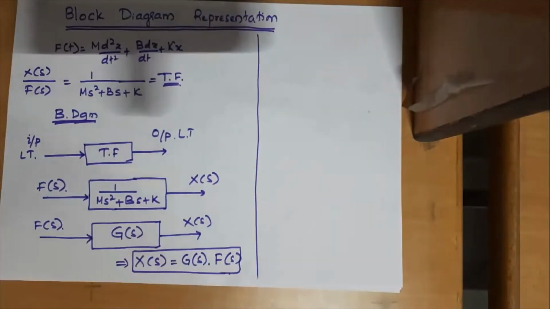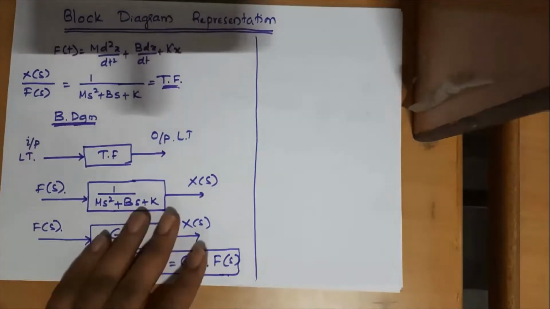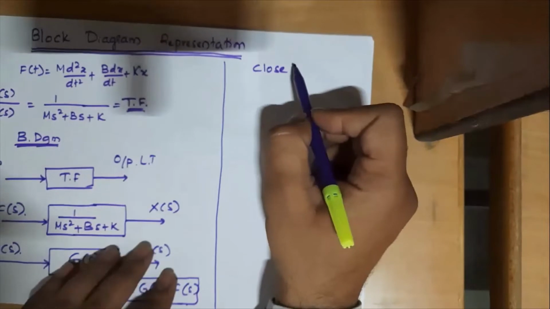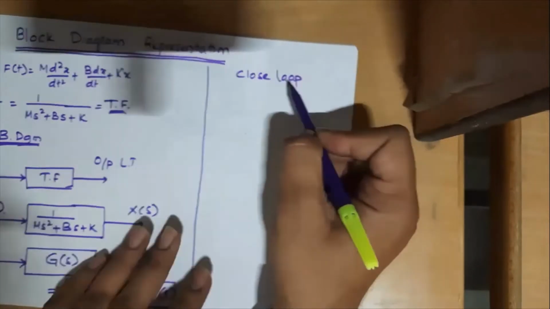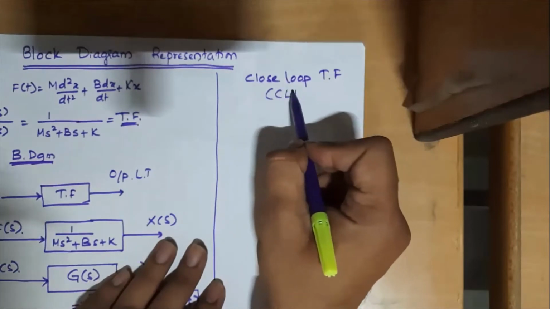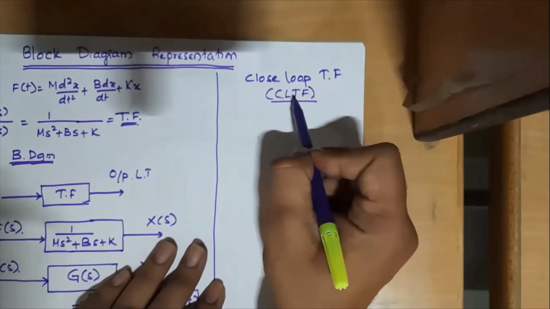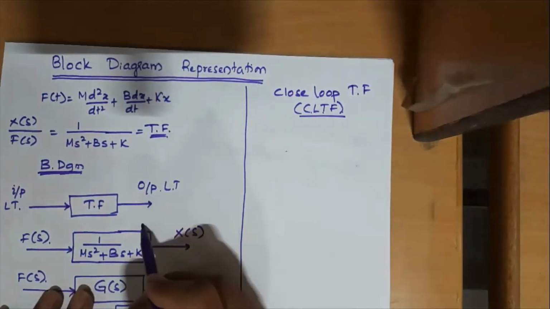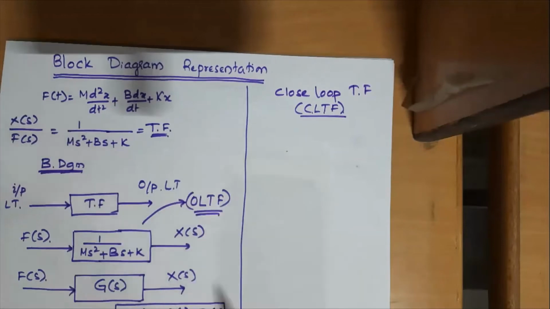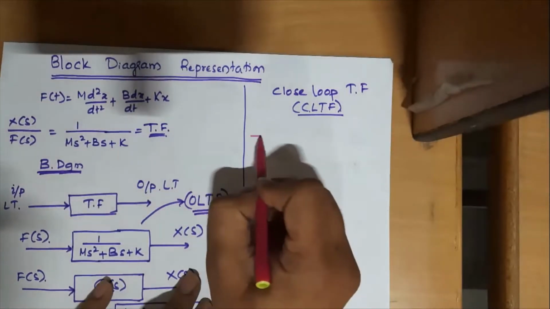Next we proceed with another kind of block diagram, which is called closed loop transfer function or closed loop system or closed loop block diagram. In short form, it is pronounced as CLTF. Whatever we did here is OLTF, open loop transfer function or open loop block diagram. And this is CLTF, closed loop transfer function.